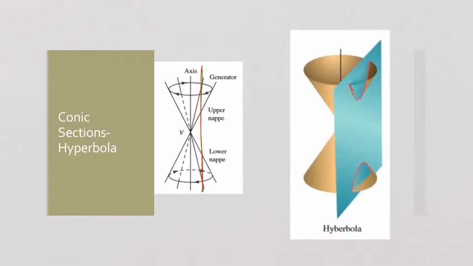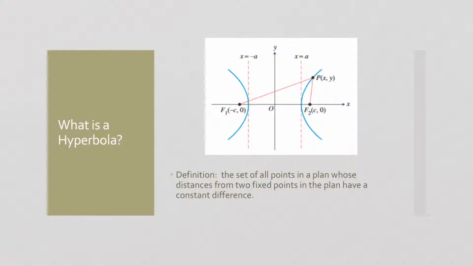then I end up with essentially two parabolas. Because I went vertically, I'm cutting through both nappes. So, what is a hyperbola? It's the set of all points in a plane whose distances from two fixed points in the plane have a constant difference. This is very important that it's a difference.